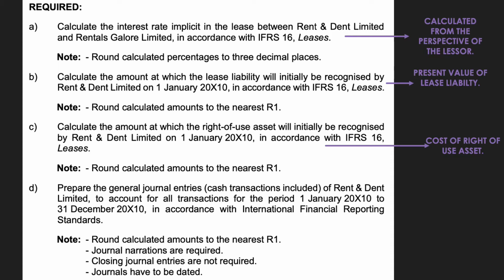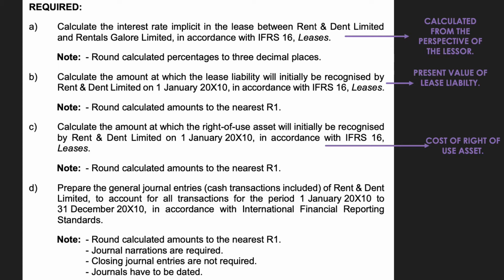Required A, calculate the interest rate implicit in the lease between Rent&Dent Limited and Rentals Galore Limited in accordance with IFRS 16 Leases. Note, round calculated percentages to 3 decimal places. Right, now from the Facebook Live from last week, you will remember that the interest rate implicit in the lease is always calculated from the perspective of the lessor.